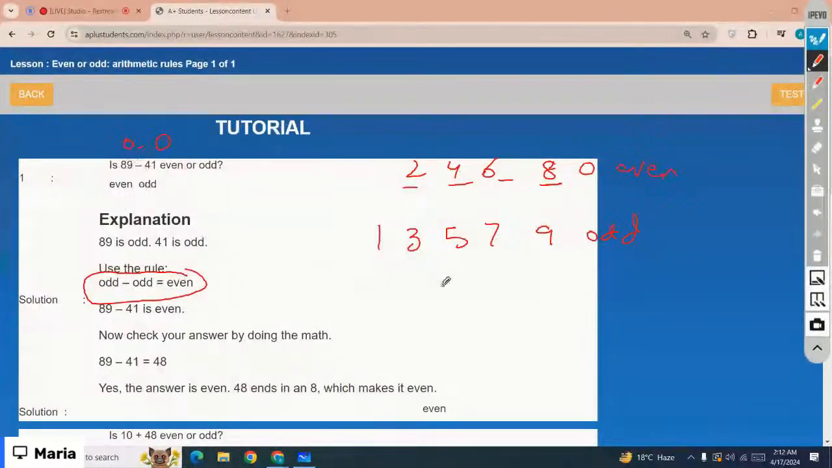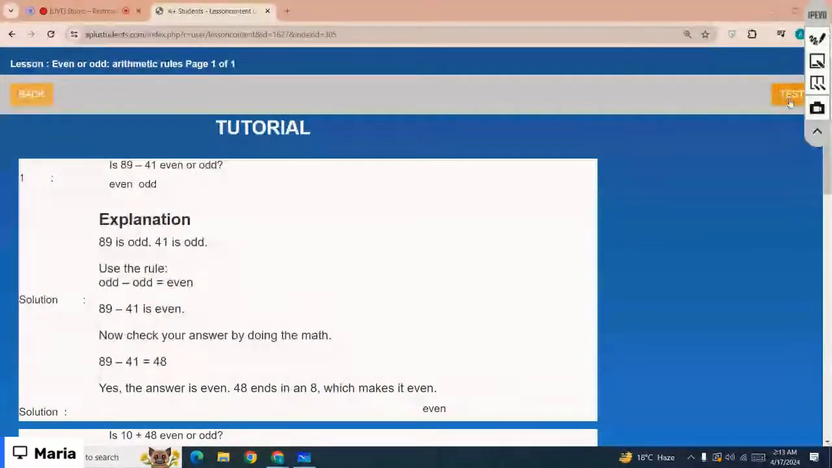You can subtract and check. 89 minus 41: 9 minus 1 is 8, and 8 minus 4 is 4. You can see 48 it is, and 48 is an even number. Got it? So that's why when subtracting two odd numbers, the answer must be even, right? These are the rules you need to learn. Let's just start with the practice questions. You can note down these rules in your notebook so that you can remember them later, right?